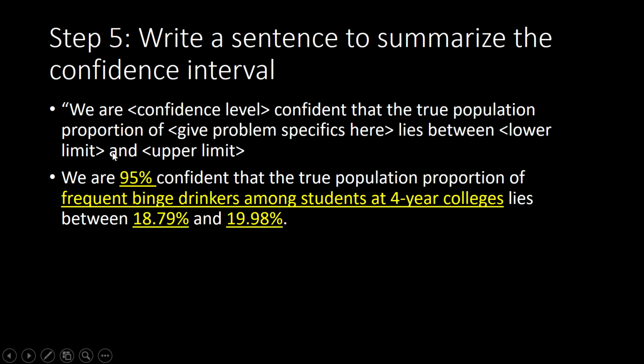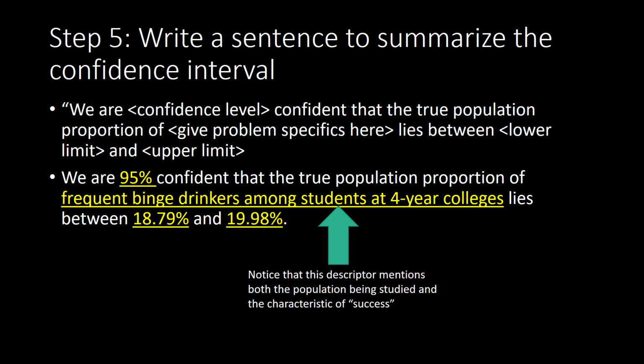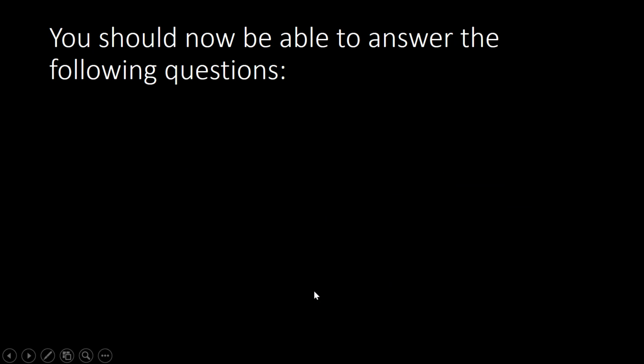So, using this template, we can say that we are 95% confident that the true population proportion of frequent binge drinkers among students at four-year colleges lies between 18.79% and 19.98%. So our problem is now complete. Notice again that the descriptor includes both the population being studied and the characteristic that's being defined as success.